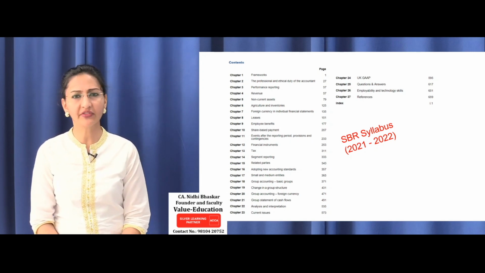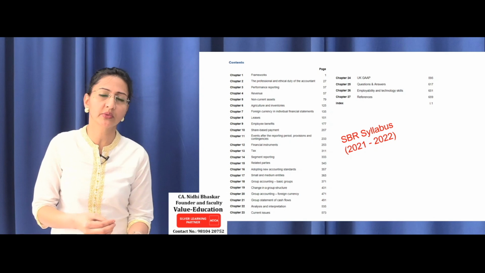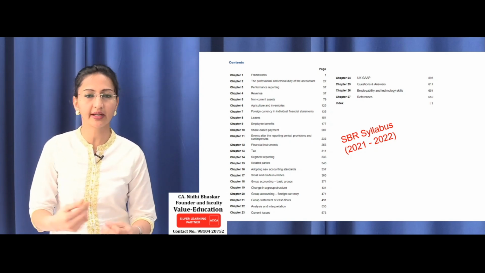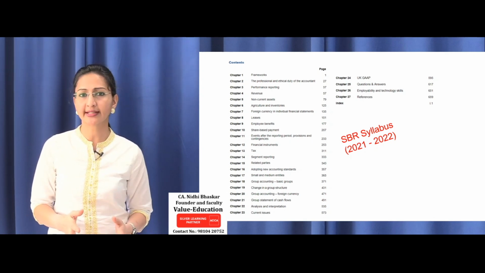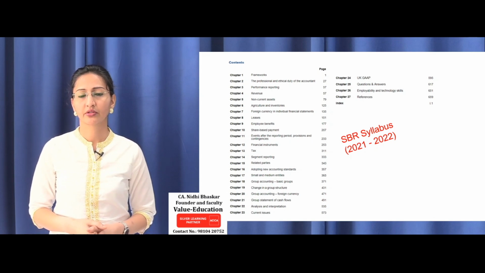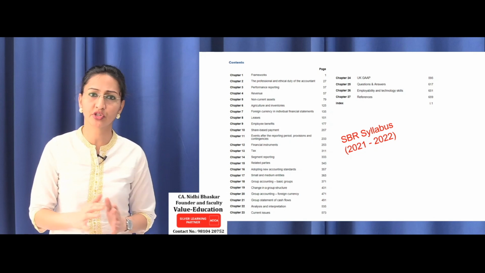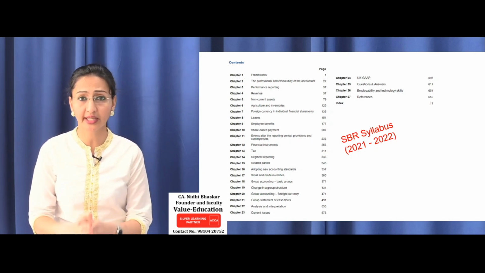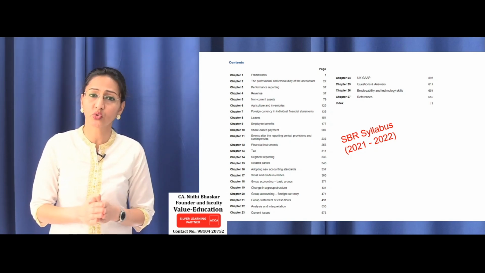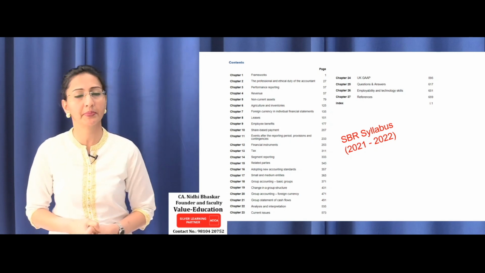But more or less, even if it is the 2021 syllabus or 2022, some minor changes here and there have happened. Not a major change has happened in this syllabus, so stay assured on that. At least more or less this is the syllabus which is going to be there in the exam. You can decide based on that how many hours you need to study for these two compulsory papers.